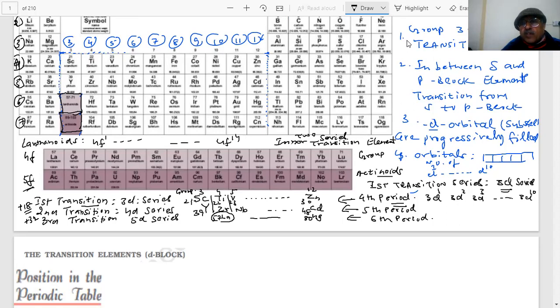Important question: lanthanoids and actinoids belong to group 3. And from group 3, the 4f orbital, the electron configuration we will write just now to show you why they are called inner. Because the electrons are being filled in the inner 4f and inner 5f subshells. That is the reason.